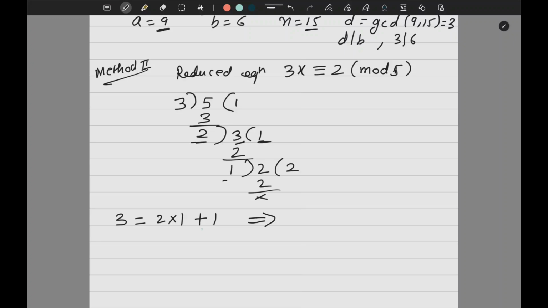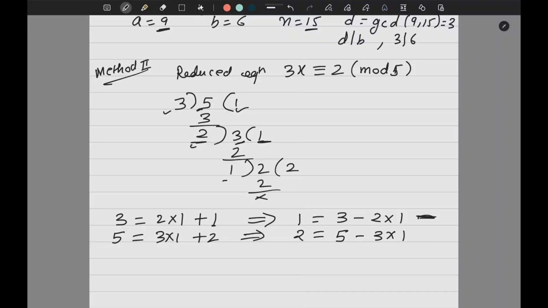And here, as I said always, like in Diophantine equation, write remainder is equal to 3 minus 2 into 1. Now go to the second number. 5 is equal to 3 into 1 plus 2. See, this is what I have done. 5 is equal to 3 into 1 plus 2. Right? And this will give me 2 is equal to 5 minus 3 into 1.